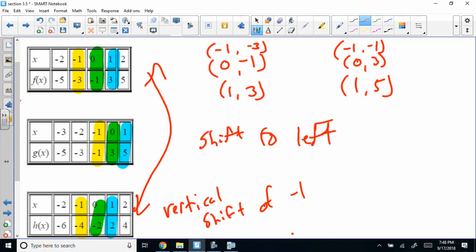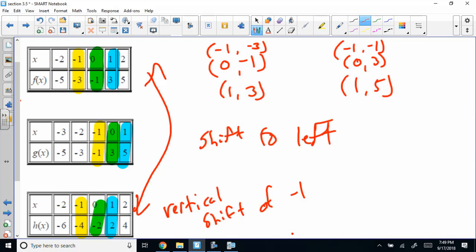All right, so let's look at g of x, right? Well, they have the same numbers, do they not? Look at your outputs, f of x and what? G of x. -5, -3, -1, 3, and 5, right? They're down there, correct? So let's look at what happened to our x's. So it was a shift to the what? I said left to begin with. My x value shifted which way, guys?